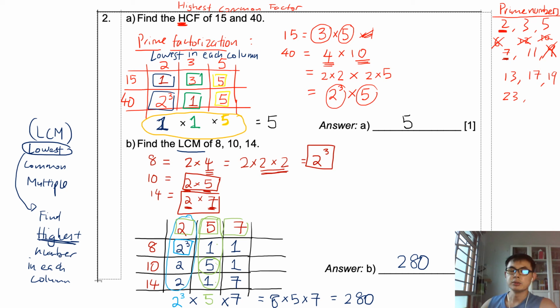Right, so what is the meaning of that? The LCM means that this is the smallest number that is a multiple of 8 and 10 and 14. Okay, so pretty long question. I will stop here.